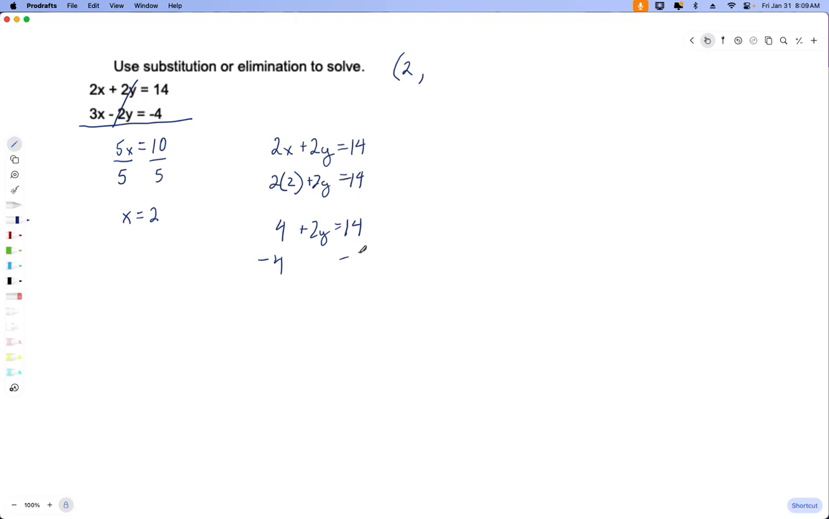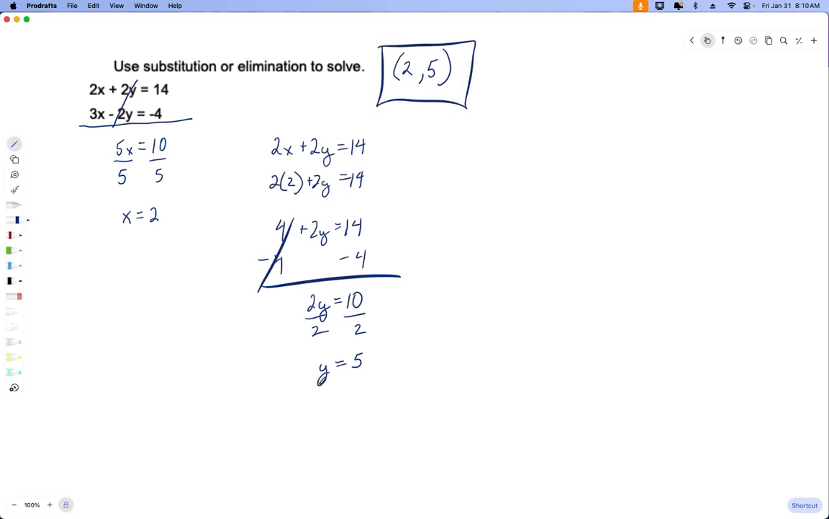Subtracting 4 from both sides so that I can get y by itself gives me 2y is equal to 10. So if I divide both sides by 2, y is equal to 5. So that would be my point. This would be the answer that we're looking for. All right, let's see if there's another problem.